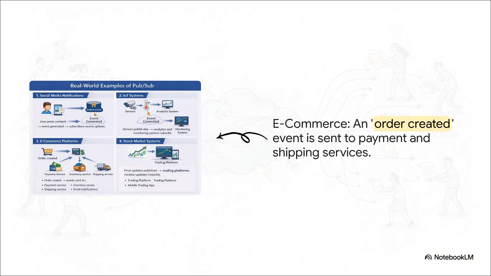The same thing happens when you buy something online. When you click Confirm Purchase, you create one single event, Order Created. That event gets published, and then a whole bunch of different systems who have no idea the others even exist all jump into action. The payment service takes your money, the inventory service marks one item as sold, and the shipping service starts printing a label.